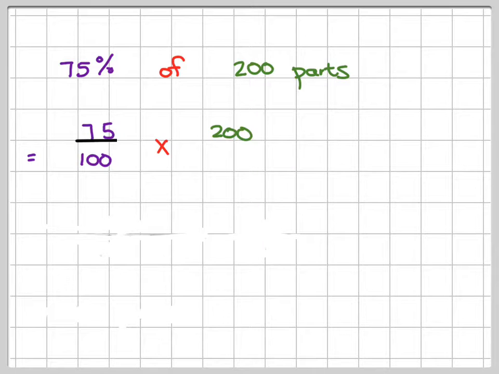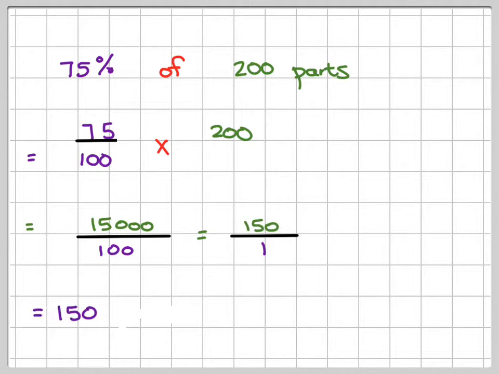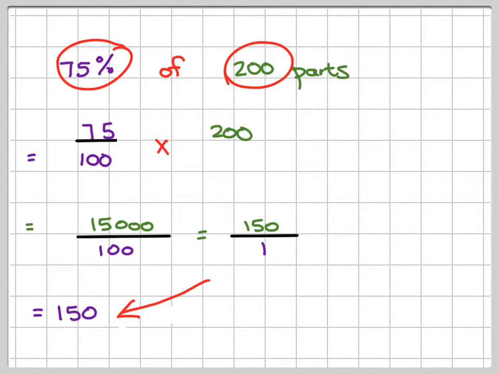And that is going to be worked out as, you're going to times those two, and they're going to end up over 100. It's going to work out as 15,000 over 100. And then you can see we can actually cancel out 0 for 0, but your calculator will do it for you. You'll be left with 150 over 1, which means 150 of 200 equates to 75%. So there we have it. So of those 200 parts there, 75% actually is 150.